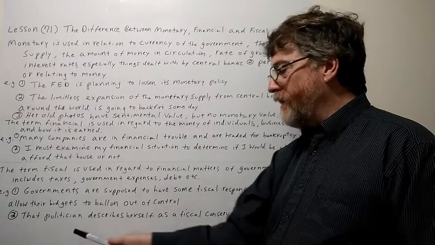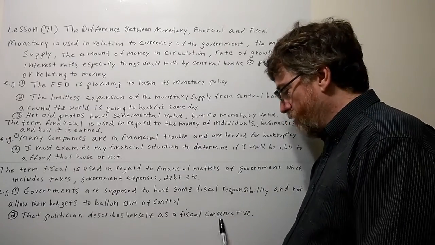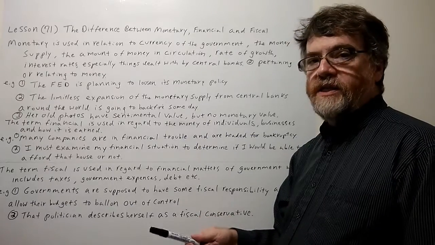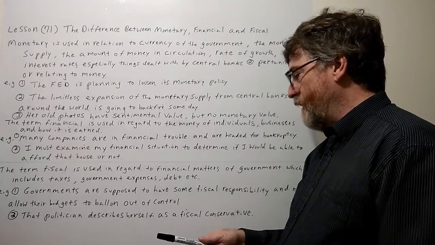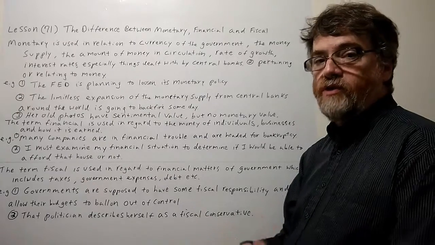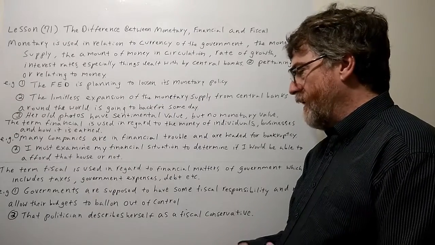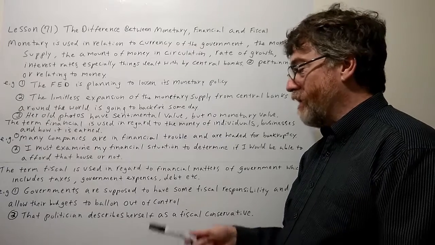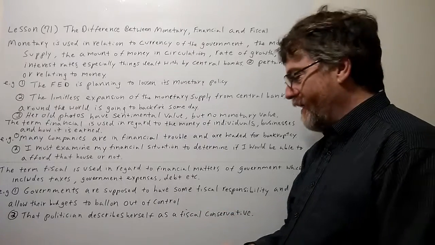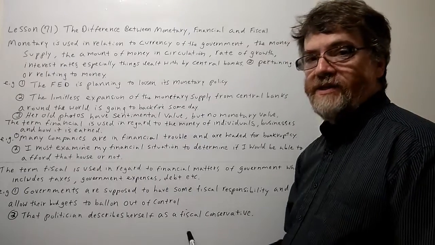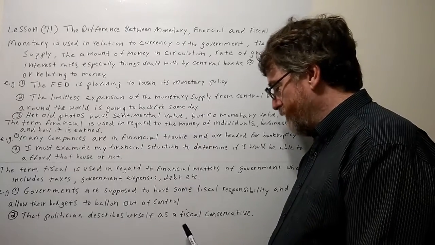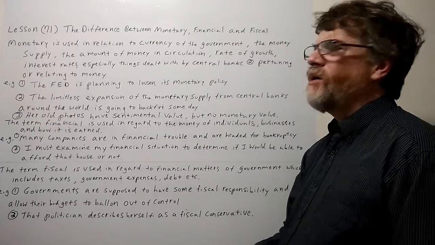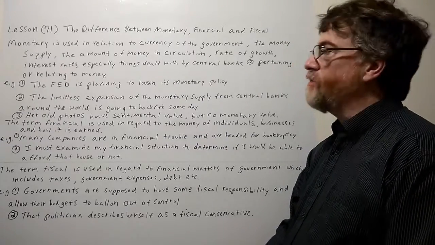The second one, that politician describes herself as a fiscal conservative. Yeah, usually that means that they like policies which would mean not spending so much money or reducing the spending of government. Less taxes, perhaps, and trying to control debt more. That's what that's supposed to mean, even though sometimes fiscal conservatives don't always live up to what they're supposed to do. All right, so I hope that kind of clarifies it between these three.